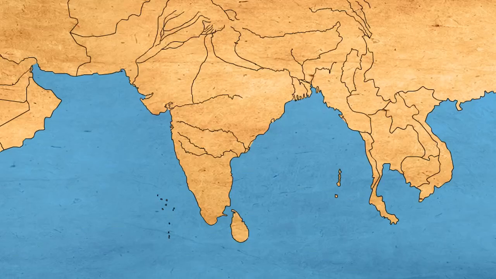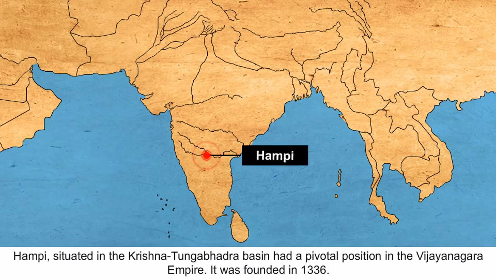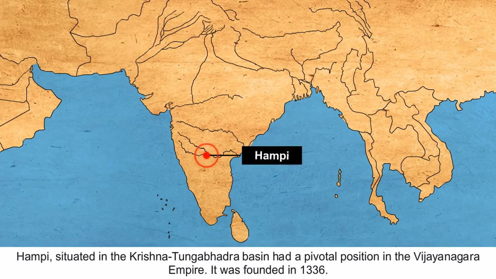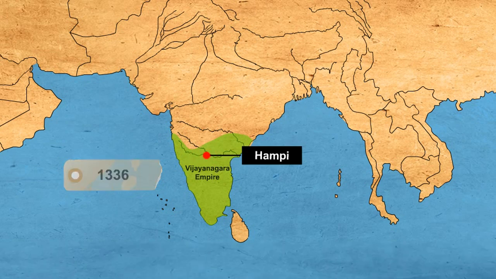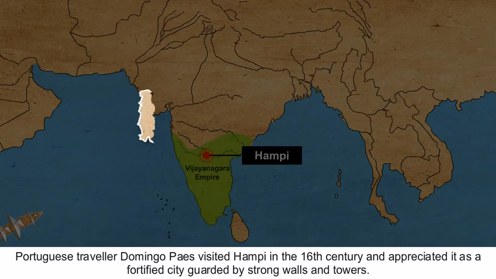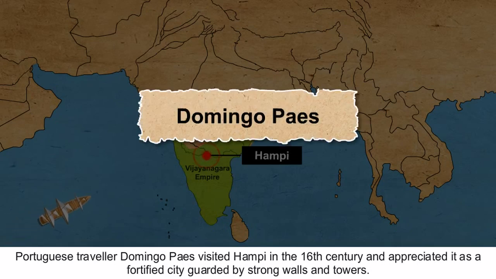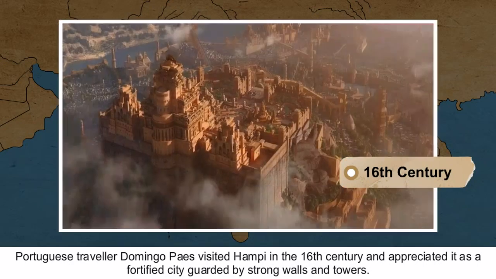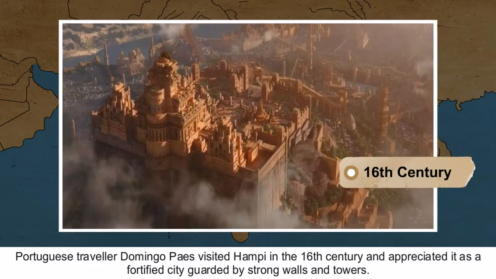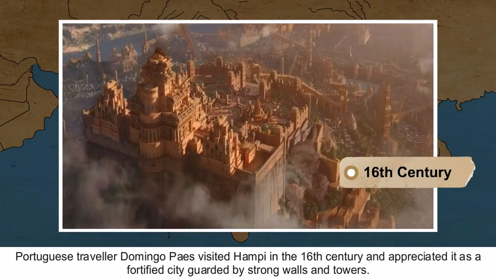A closer look. Hampi. Hampi, situated in the Krishna-Tungabhadra basin, had a pivotal position in the Vijayanagara Empire. It was founded in 1336. Portuguese traveller Domingo Paes visited Hampi in the 16th century and appreciated it as a fortified city guarded by strong walls and towers.